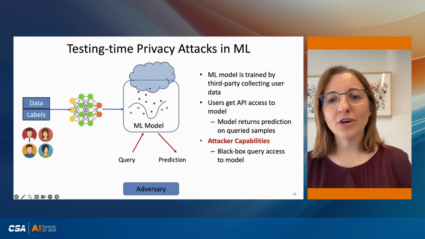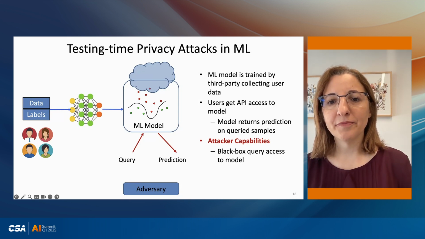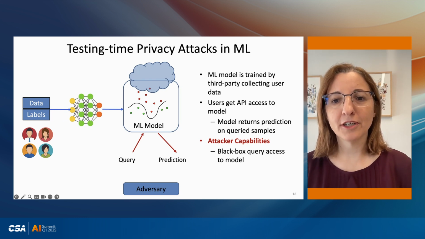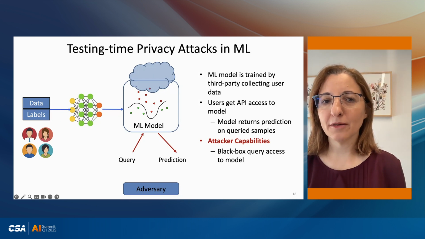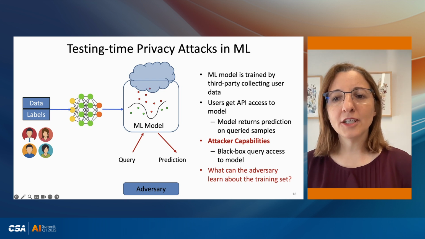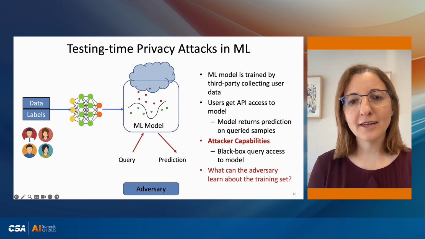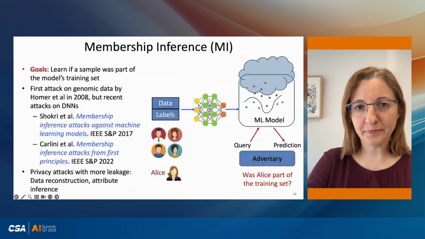Now attackers will also have the same capabilities. They can query the models on samples of their choice and they get back the model's prediction. This is called black box access to the model. And we are interested in what an adversary can learn about the training set from answers to these queries.